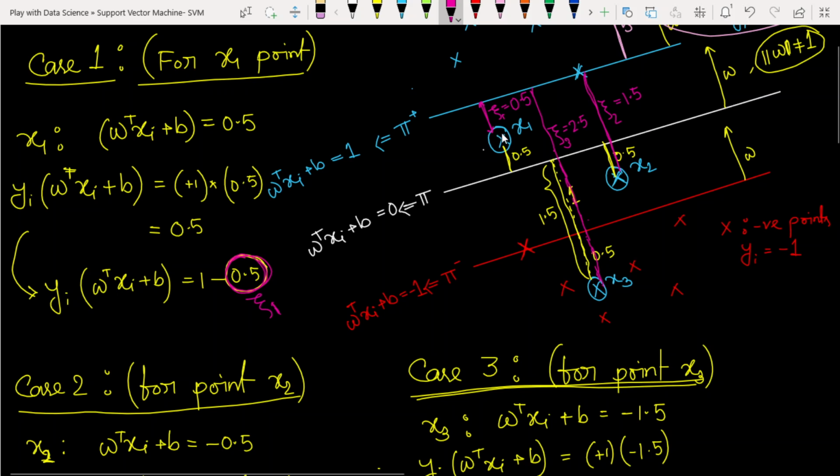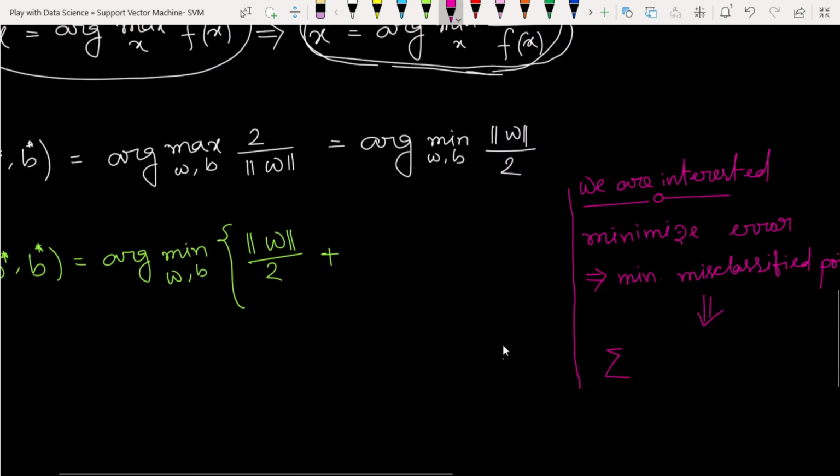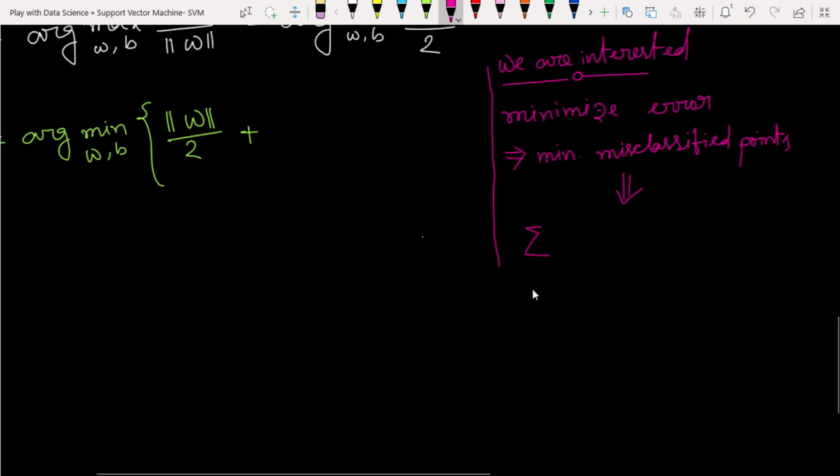If these zeta values are greater than 0, then we have seen that these points are misclassified. Now we are interested to minimize these zeta values, where i equals 1 to n. n means the number of data points in our training data set. In another language, we are interested to minimize the average value of this.